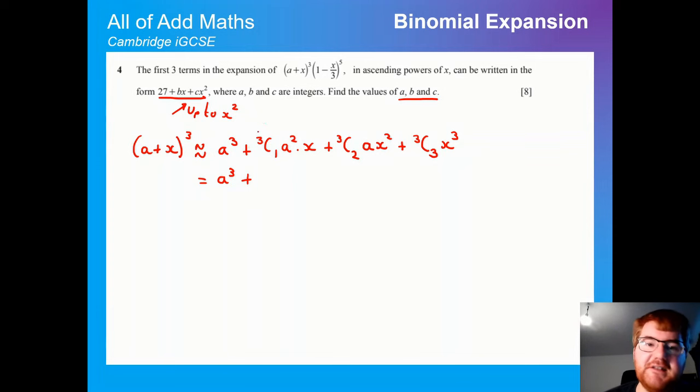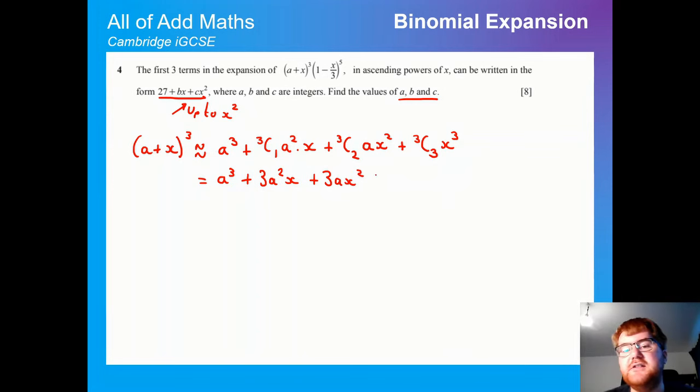So we get 3C1, well, that's equal to 3, so we get 3a squared x. Here 3C2 was also 3, so we get 3ax squared. And 3C3 is just 1, so we get x cubed. But remember, we don't really need this term because we only want to go as far as x squared.